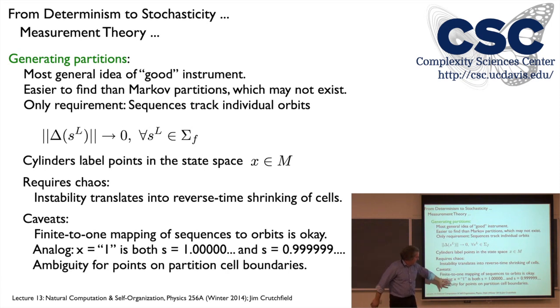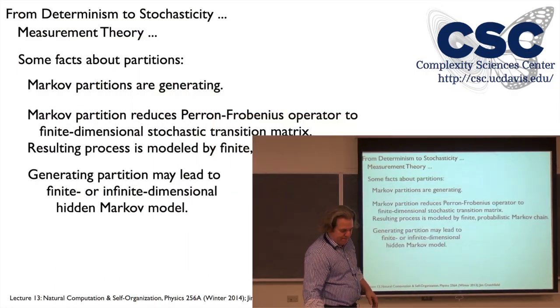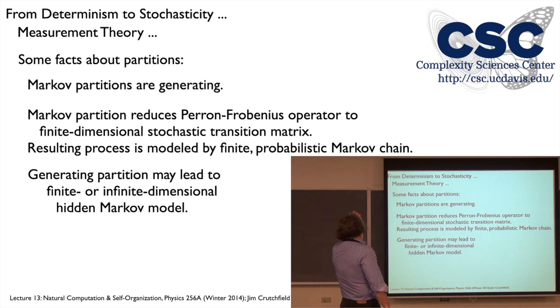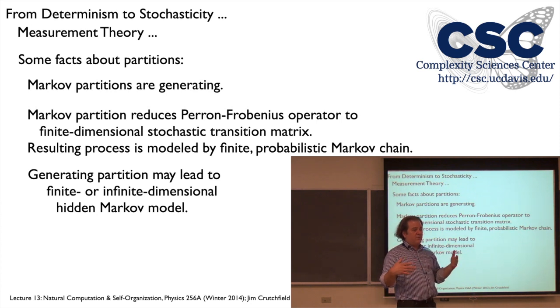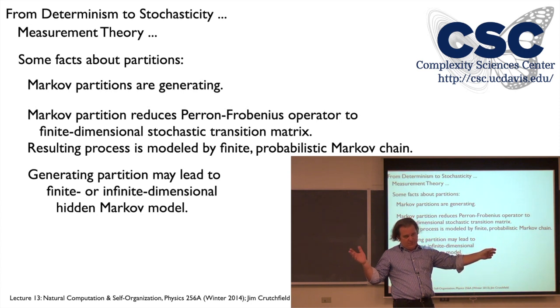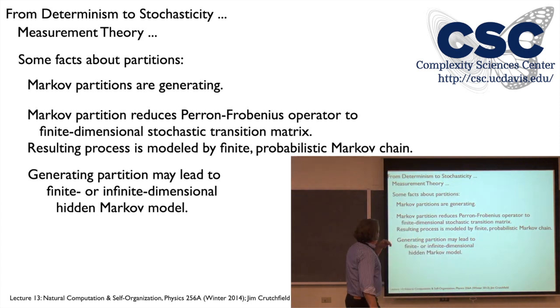You'll find this kind of ambiguity in the codings, if you study these in detail, when you look at points very close to the boundaries of the partition cells. But that's okay, it's finite to 1. So we're looking for these generating partitions with just this much looser requirement that it's a faithful encoding geometrically, that the set of initial conditions that can produce them gets smaller and smaller as I look at longer sequences. Well, Markov partitions are generating, have that property.